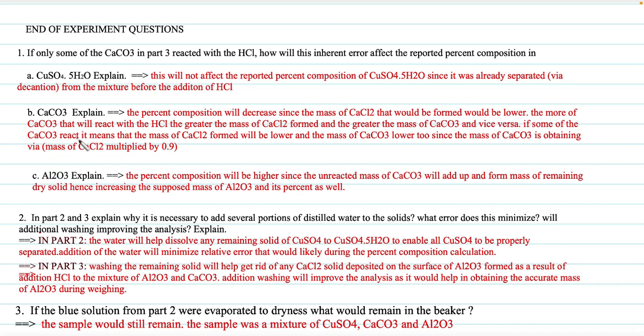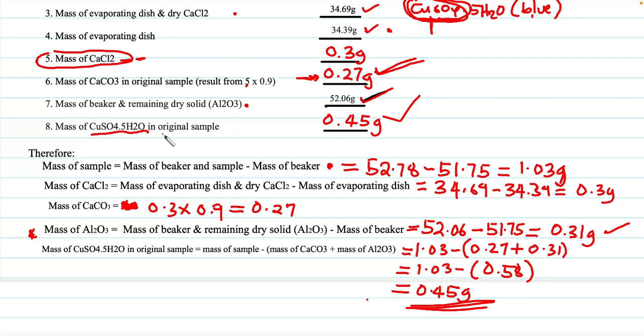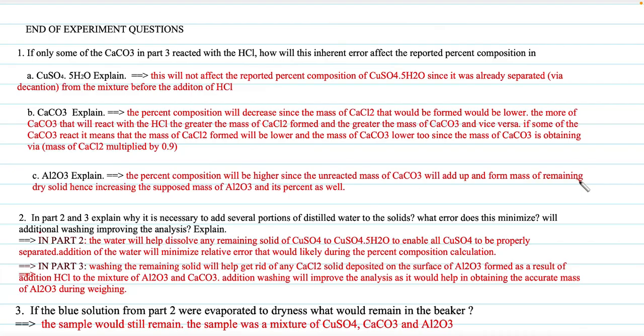Remember, from what they said, the mass of beaker and remaining dry solid. So if that calcium carbonate did not react completely with the HCl, some of them will add up to this aluminum oxide and then increase the mass of this. And when it increases the mass of this, it will also increase the mass of aluminum oxide that will be formed. So that is why I said the percent will be higher, since the unreacted mass of this will add up and form the mass of remaining dry solid, hence increasing the supposed mass of aluminum oxide and its percent as well. Okay, now look at this in part 2 and 3.